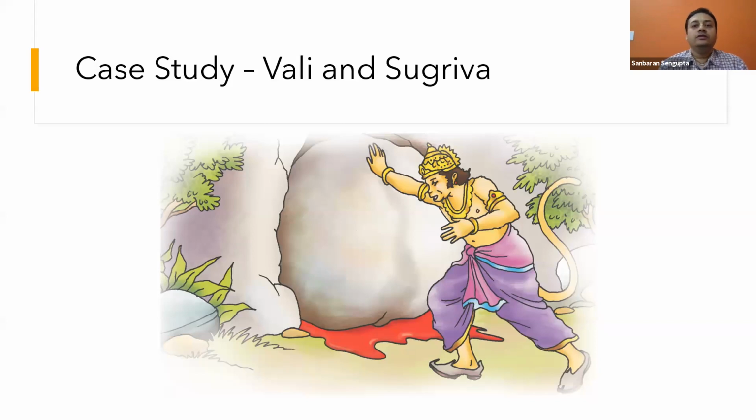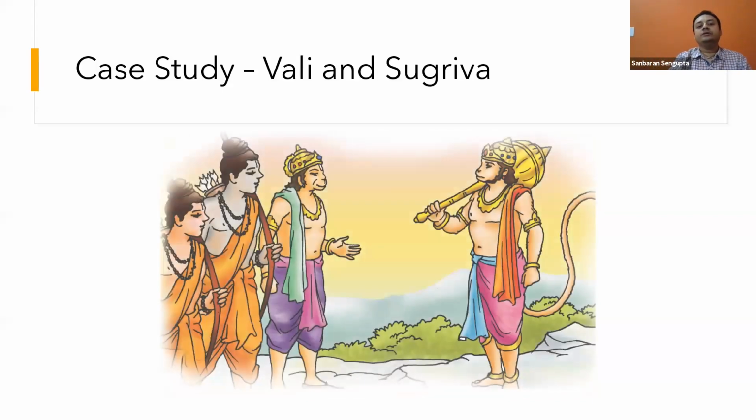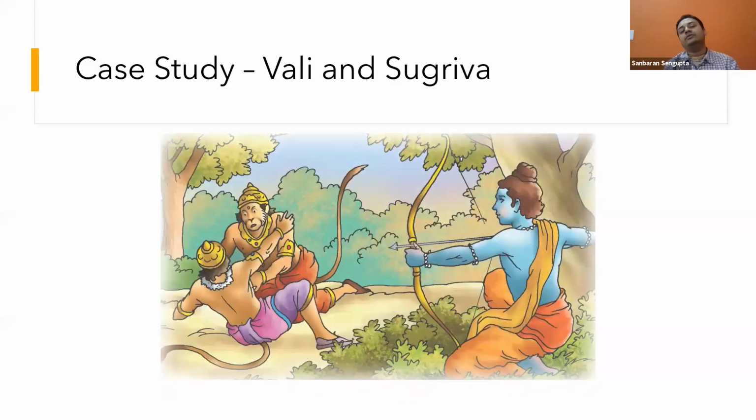And then after a fierce battle, when Sugriva was on the ground defeated and Vali was standing broad chested on top of his brother, Lord Ram took an arrow, pointed to Vali's chest, and the arrow went straight and pierced Vali, and he fell to the ground.